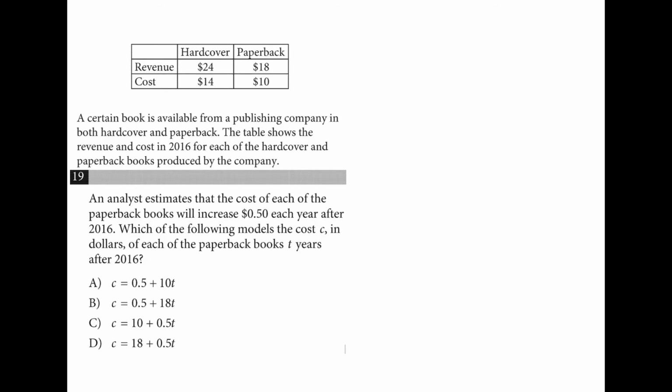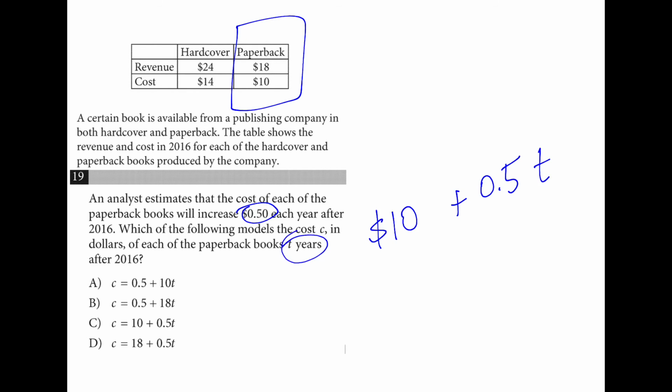So we're looking at paperback books, so this column, and the cost is going to go up 50 cents each year. So right now it's $10, that's the flat value, and it's going to increase by 0.5 for every t years. C is the answer.